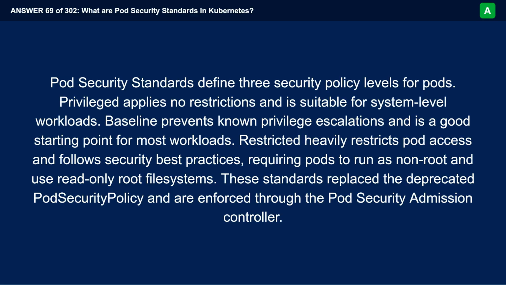Privileged applies no restrictions and is suitable for system-level workloads. Baseline prevents known privilege escalations and is a good starting point for most workloads. Restricted heavily restricts pod access and follows security best practices, requiring pods to run as non-root and use read-only root file systems. These standards replace the deprecated pod security policy and are enforced through the pod security admission controller.